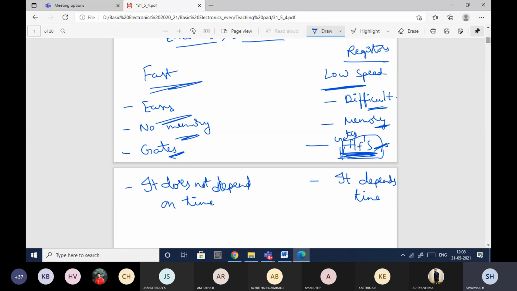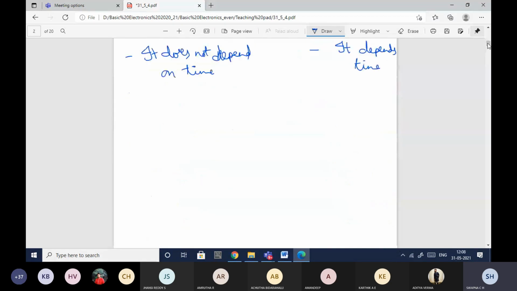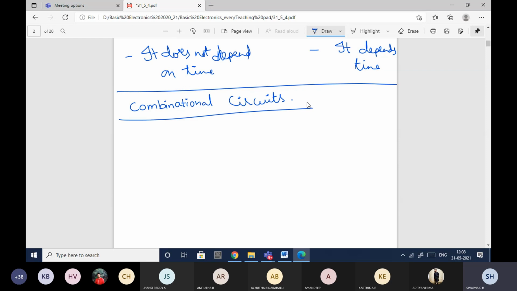So we'll go one after the other. First we'll go with the combinational logic circuits, or combinational circuits. Okay, combinational circuits. So the first combinational circuit we will deal with here is adders.